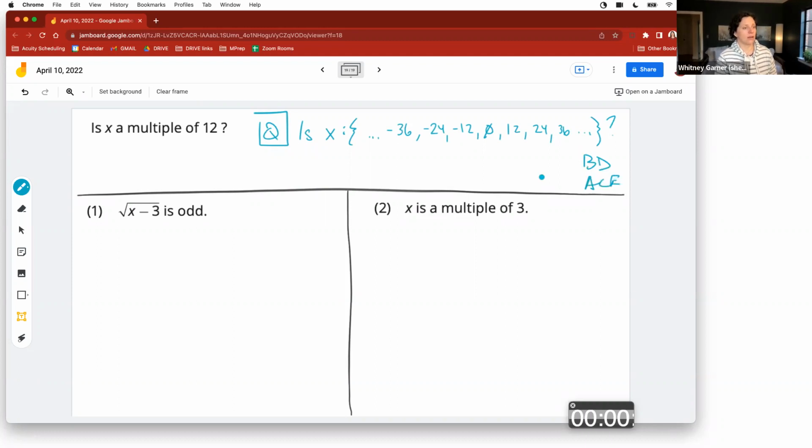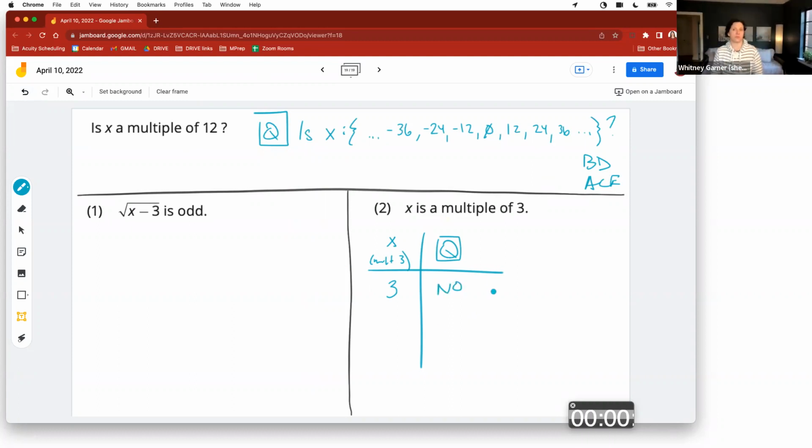So we've got X a multiple of 3. And I'll start with the first one, which is 3. So I'll make a note of my question and ask it of myself. Is X a multiple of 12? 3 is not a multiple of 12. Multiples of 12 are 12 multiplied, so 12 times 1, or 12 times 2, or 12 times 3, or 12 times 0, or 12 times negative 1. And so the answer here is no.